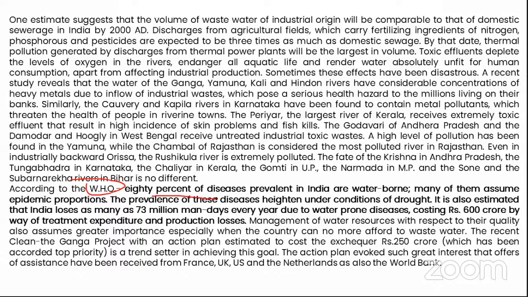What does it say? 80% of diseases prevalent in India are waterborne. Many of them assume epidemic proportion. The prevalence of these diseases heightened under conditions of drought. It is also estimated that India loses as many as 73 million man days every year due to water-prone diseases, costing rupees 600 crores by way of treatment expenditure and production losses. Did you get this? Now let us quickly see what our questions asked for.